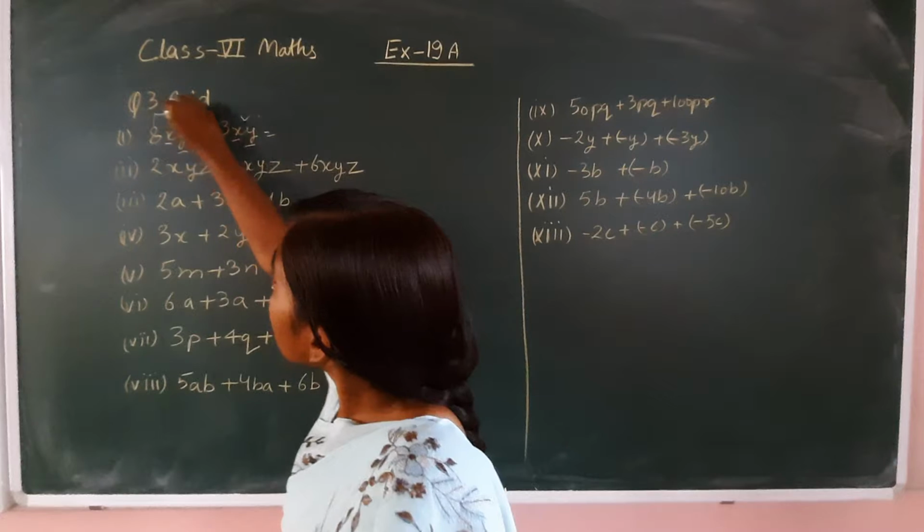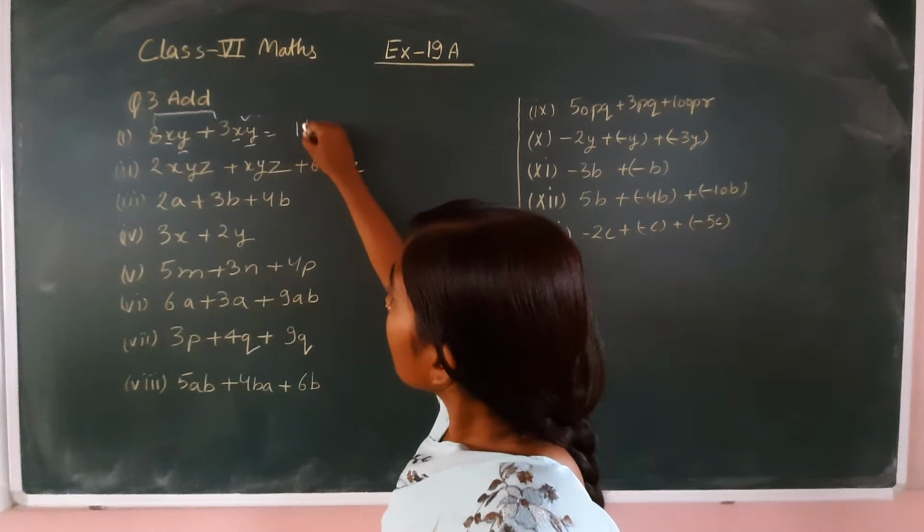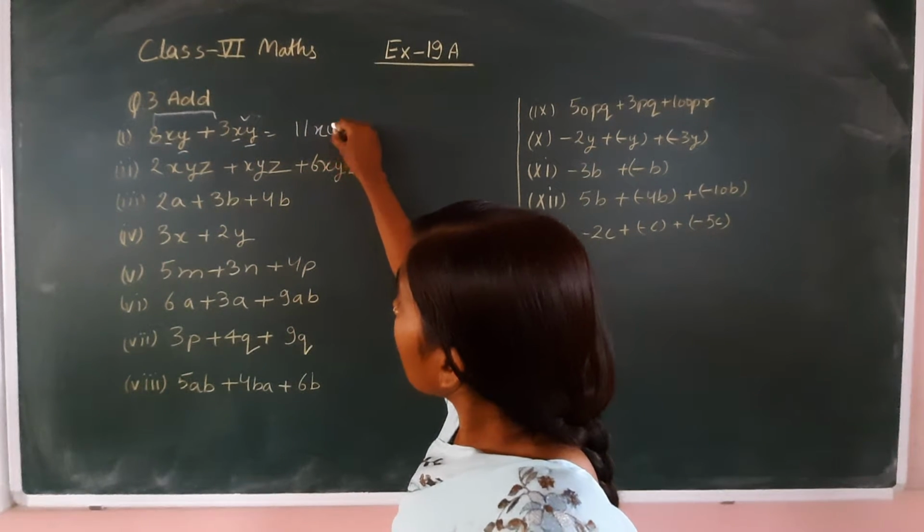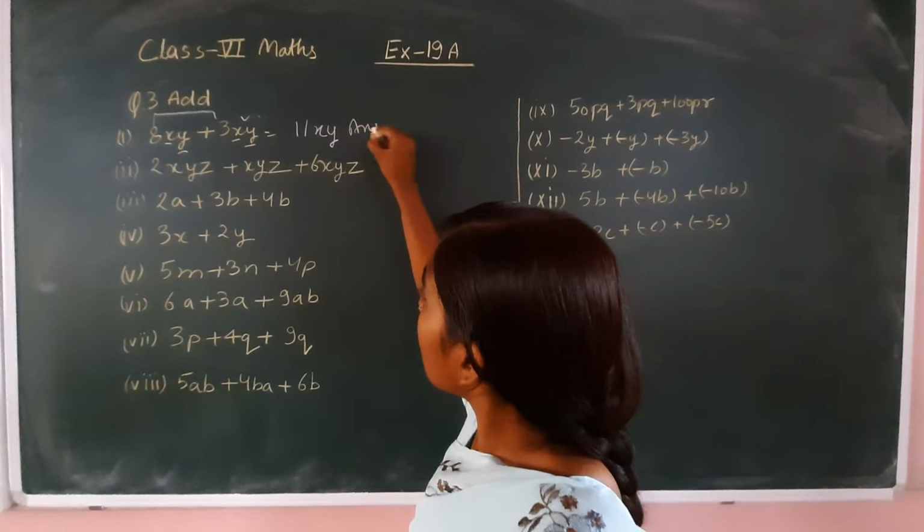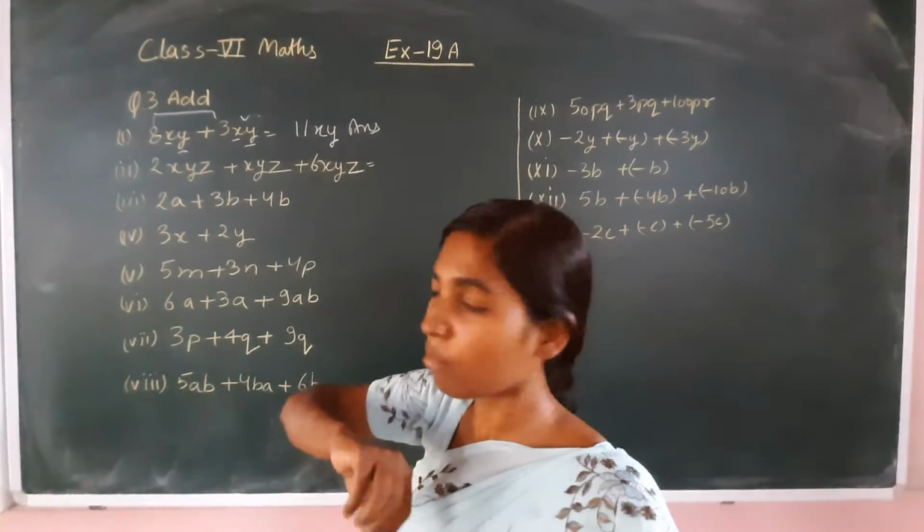8 plus 3 is how much? 11, and the variables are x and y. So this is the answer. Now come to question number 2.